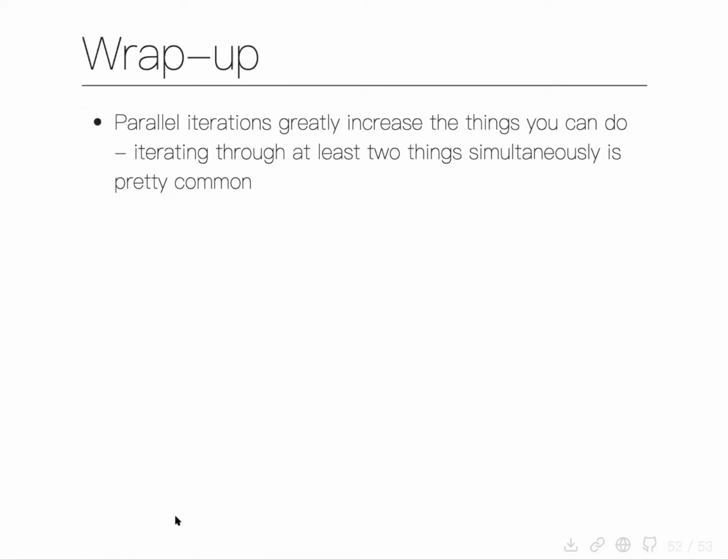All right, so wrapping up here on parallel iterations, they really increase the things you can do. It increases the flexibility that you have. Looping through two things at a time is pretty common. You can use map2 or you could use pmap for that. Most of the time you probably use map2 because it's a little more straightforward. That's the reason why they created map and map2, because those are the most common: looping through a single vector or looping through two vectors at the same time. More than that, you have to use pmap, or you could use a for loop or something like that.